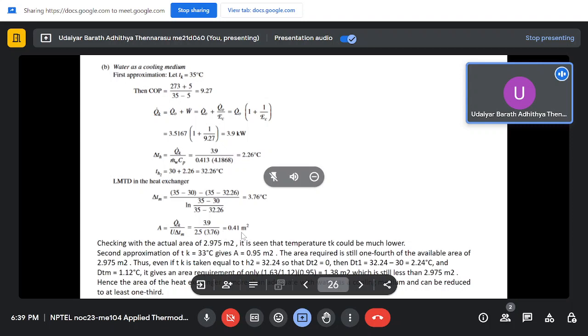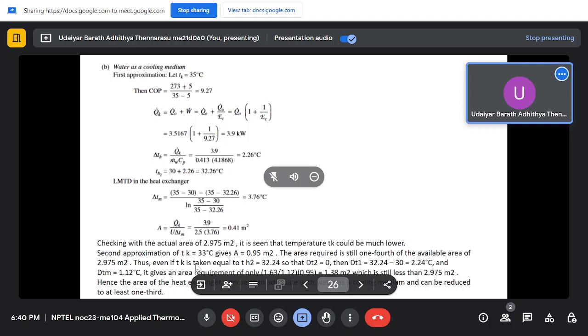So if you see, this is very small compared to the initial 2.975 meter square area which was required for an air cooled condenser. So now if you see, the temperature in the condenser can be much lower. So we assumed that to be 35. So now we can bring this down again, so that we can increase the area.